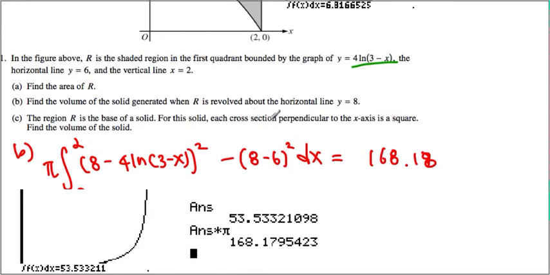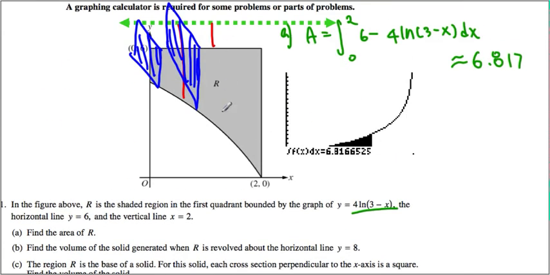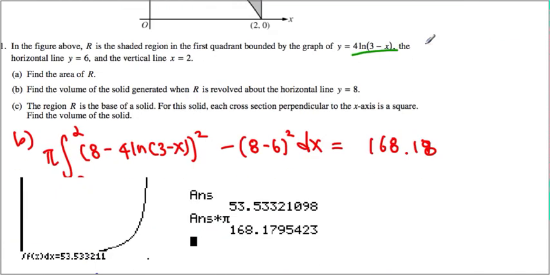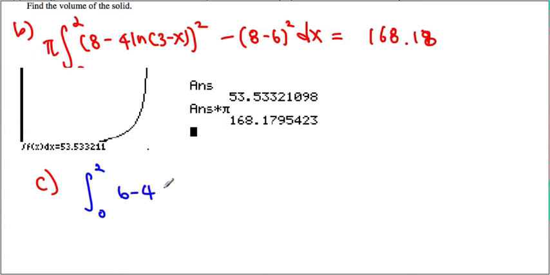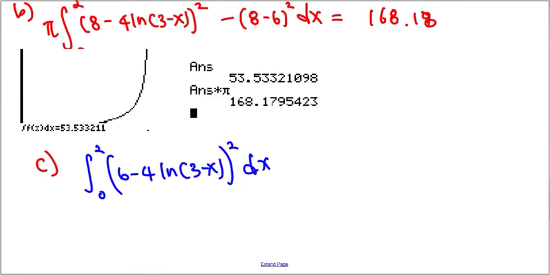Then in this case, we don't need a pi because we're not rotating. We're not talking about circles. We're talking about simply squares. So 0 through 2. And the difference between top and bottom will be this expression itself: 6 minus 4 ln of 3 minus x. That expression is the base, so when you square it, that becomes the area of one square. And when you collect that with the summation, which means integral, we end up getting the volume of that particular solid. Alright, so all we have to do is simply evaluate this one.